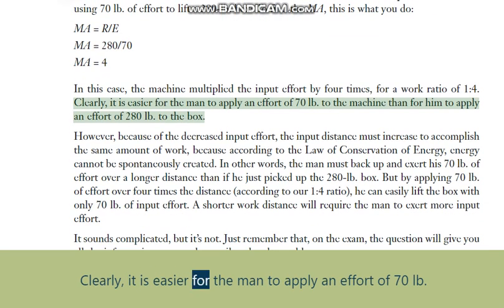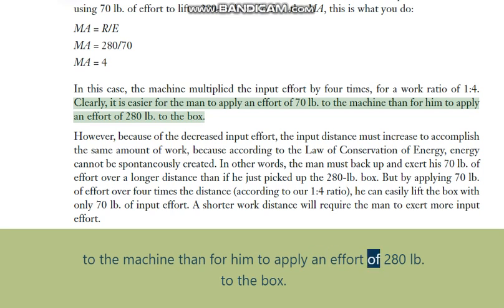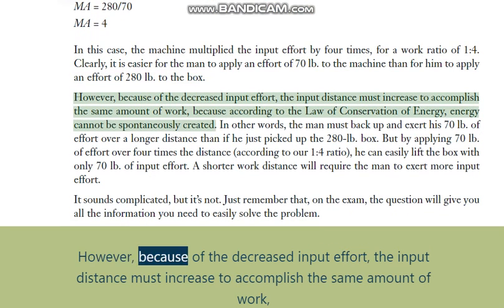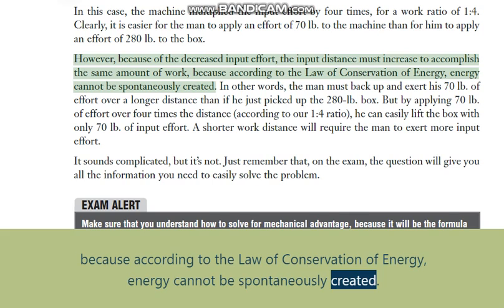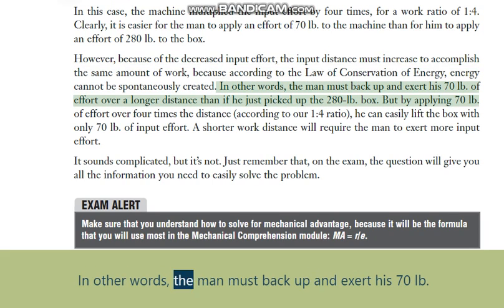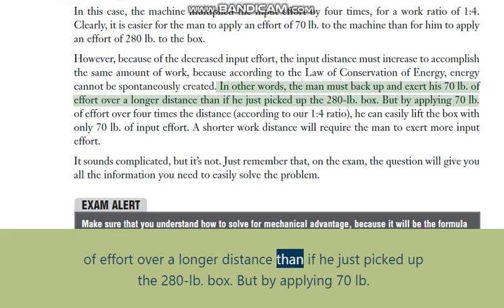Clearly, it is easier for the man to apply an effort of 70 pounds to the machine than for him to apply an effort of 280 pounds to the box. However, because of the decreased input effort, the input distance must increase to accomplish the same amount of work, because according to the law of conservation of energy, energy cannot be spontaneously created. In other words, the man must back up and exert his 70 pounds of effort over a longer distance than if he just picked up the 280 pounds box.